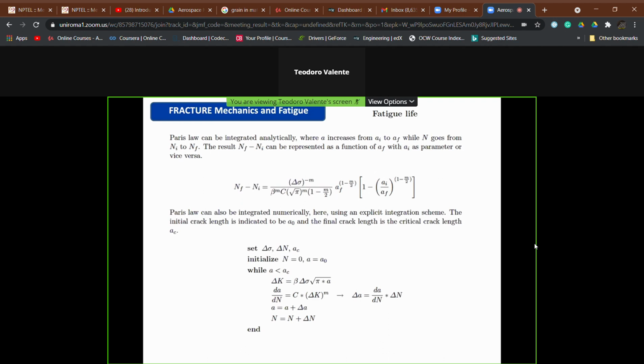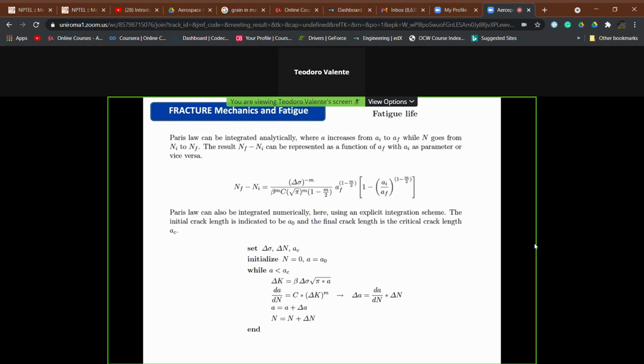And that's quite simple. In this expression you see we have beta. This beta is just the shape factor, the geometry factor epsilon that we have in the general formulation of the stress intensity factor. So if we know the value of N_i, which could also be 0, we know the initial crack length and the critical crack length, which can be easily calculated since the maximum stress of the fatigue cycle is constant.